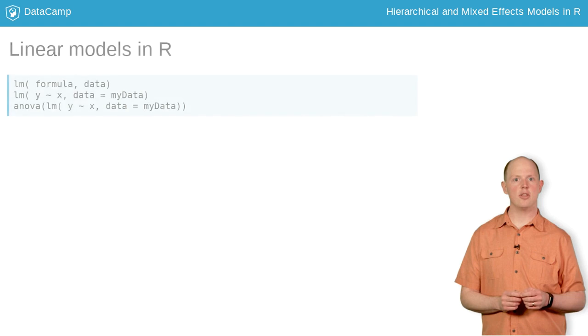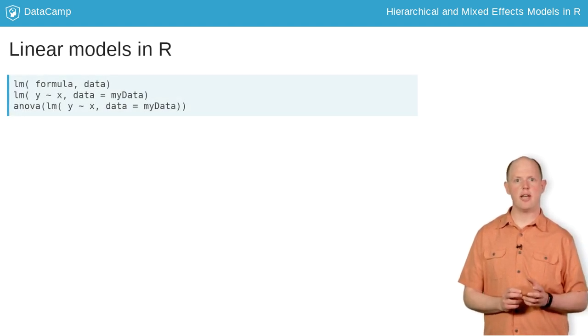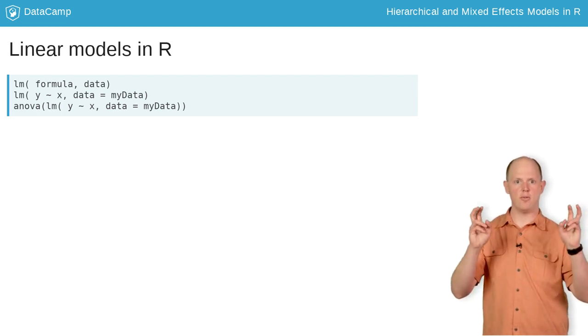In R, the base function lm builds linear models. The syntax includes a formula and data. This linear model could be described as Y is predicted by X using the data, my data. Also, to run an ANOVA, we can wrap the linear model's output in the anova function.